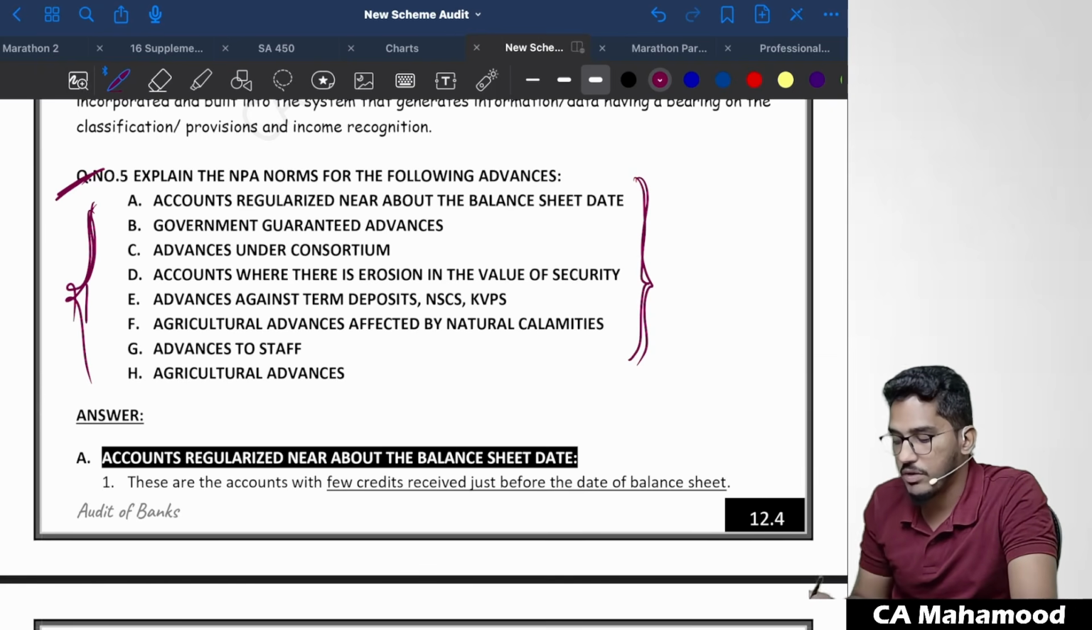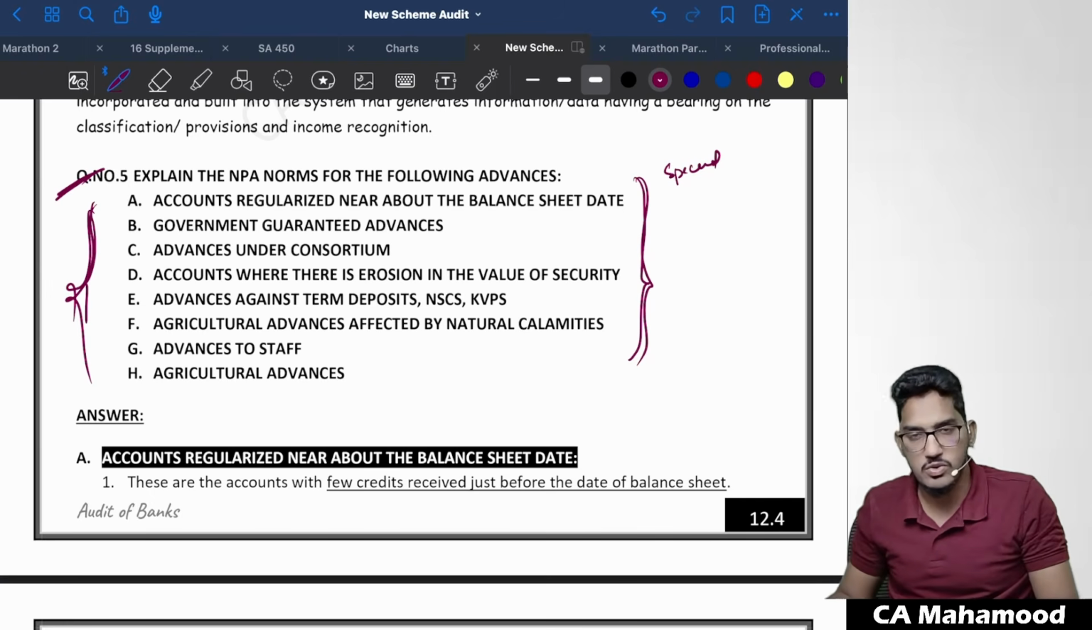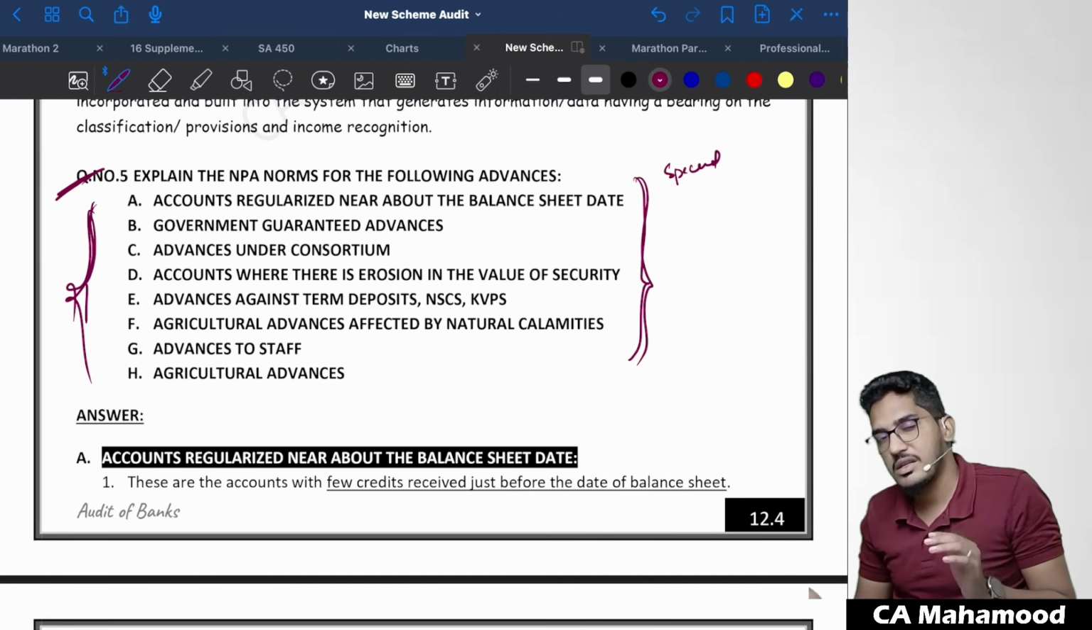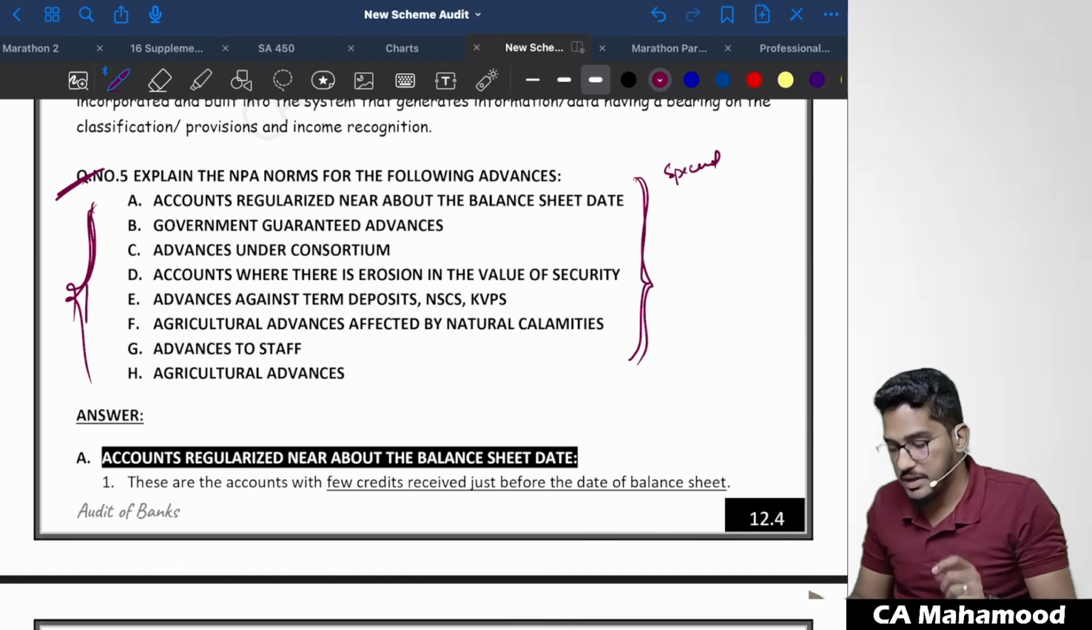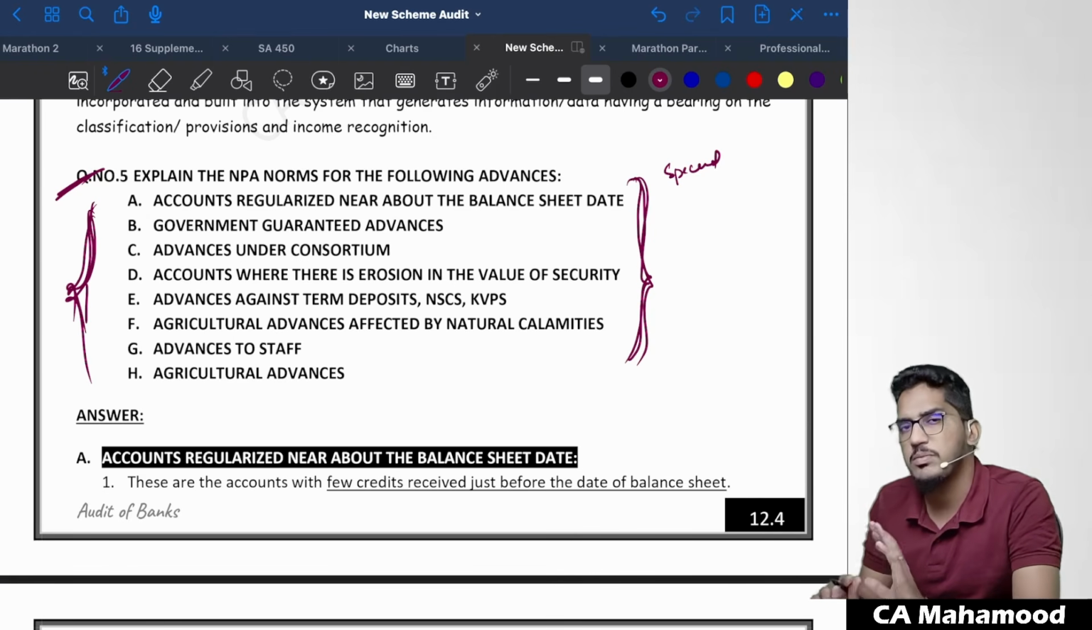Question number 5 actually talks about special NPA norms in case of some special cases. So generally we have basic NPA norms. If the account remains overdue for more than 90 days, it is classified as substandard. So all those things are classified as NPA and all. So those are actually regular NPA norms. But here they have mentioned some 8 special cases where NPA norms are going to be a bit different. Regular NPA norms we don't follow. We follow different NPA norms in 8 special cases.